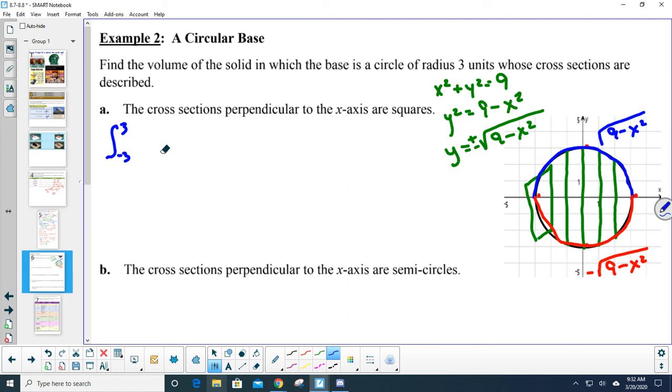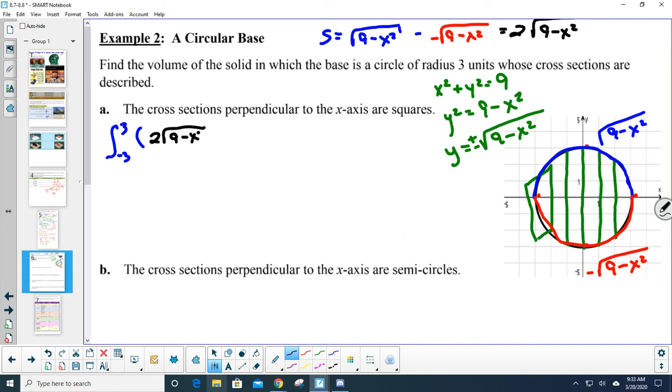Let's do it off to the side. Let's say side equals top minus bottom. And I end up with 2 square root of 9 minus x squared. So that's my side. So I'm going to come down here and say 2 square root of 9 minus x squared, dx. Because remember, the area for a square is side squared.